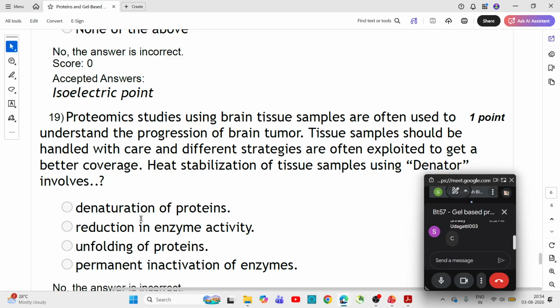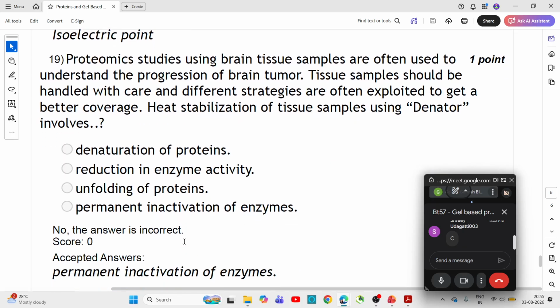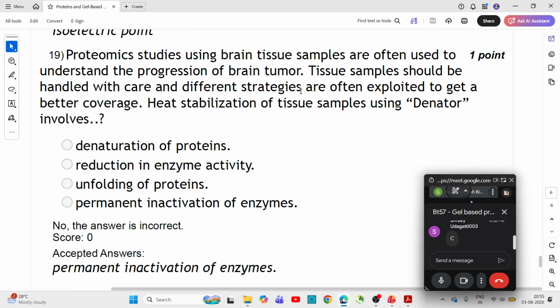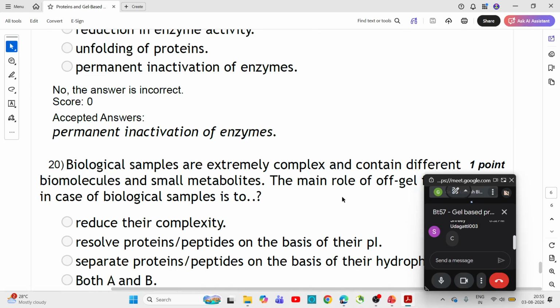So this technique basically halts the enzyme activity. It permanently inactivates the enzymes when you use this Denator heat stabilization technique, and all those enzymes are inactivated so that your protein analysis can take place.